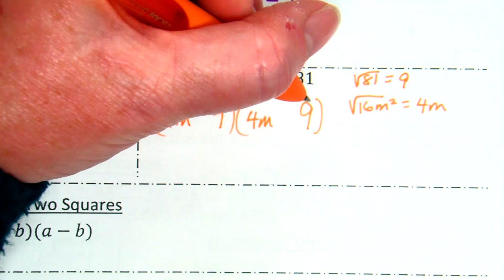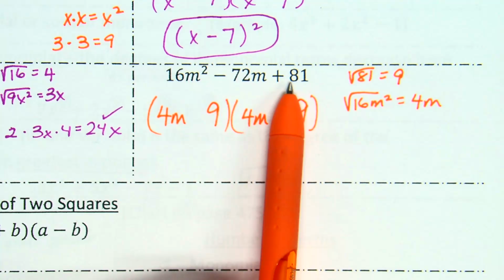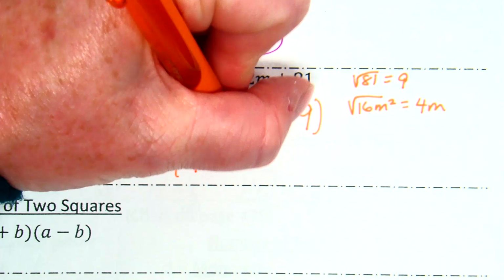If it multiplies to be a positive 81, they're both positives or both negatives. If it adds to be a negative in the middle, both negatives. So 4m minus 9 times 4m minus 9, which can be rewritten as 4m minus 9 to the second. You could say squared as well.